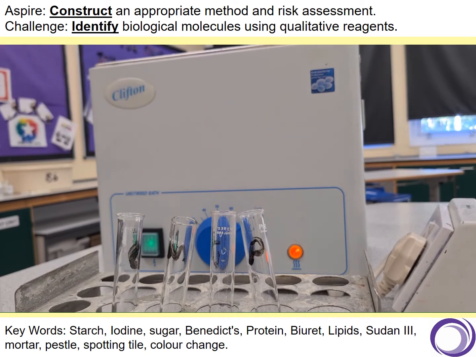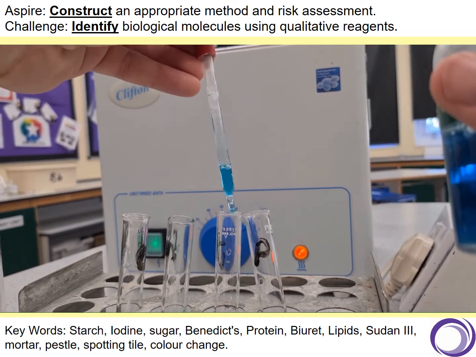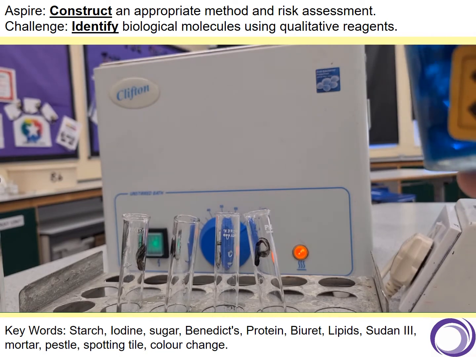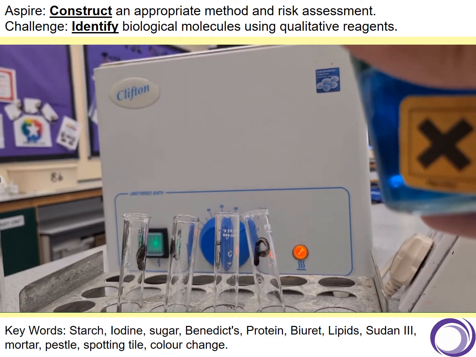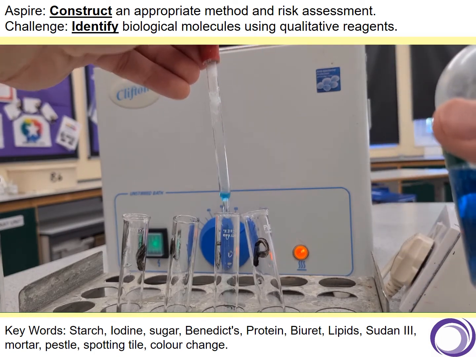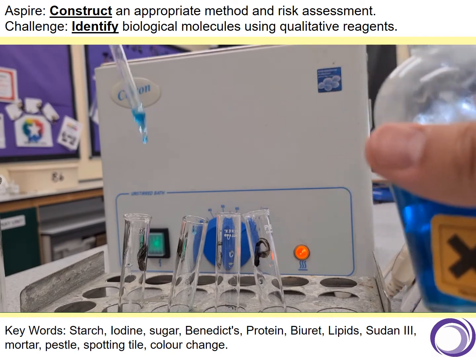So there's some into my corn flour, some into my milk, some into my glucose solution, and some into my protein shake, which is brown, which is going to be a bit of an issue maybe. Just need to add a couple more into there. Now we're going to use this piece of equipment called a hot water bath.